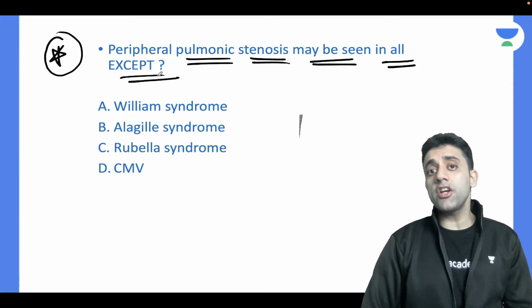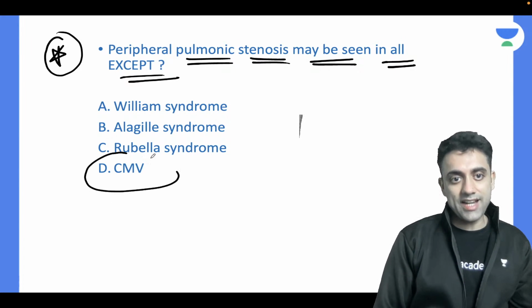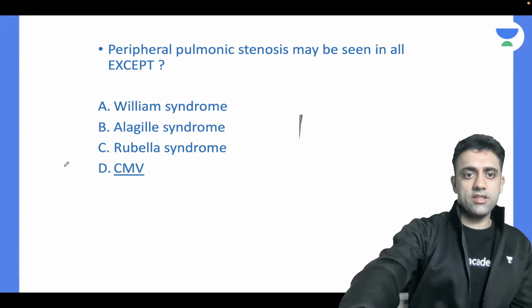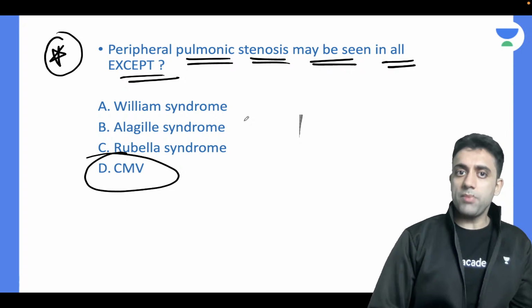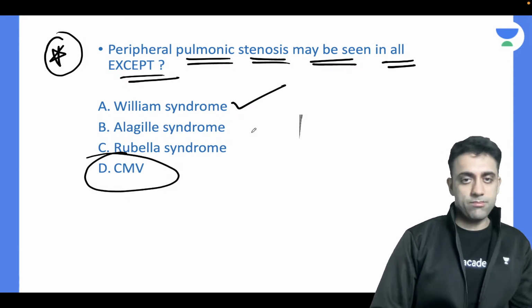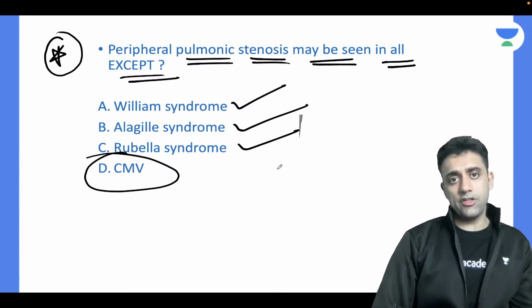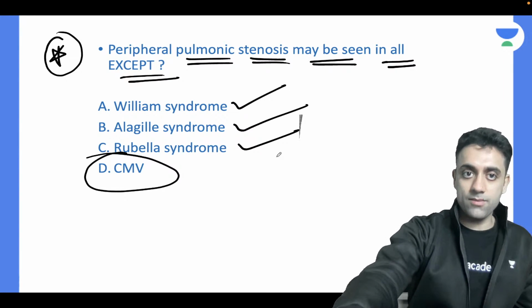So, in which condition do you not see peripheral pulmonary stenosis? The answer, very importantly, is cytomegalovirus. In Williams syndrome you see pulmonary stenosis, in Alagille syndrome you see pulmonary stenosis, and even in rubella syndrome you can see pulmonary stenosis. So cytomegalovirus is the best answer.